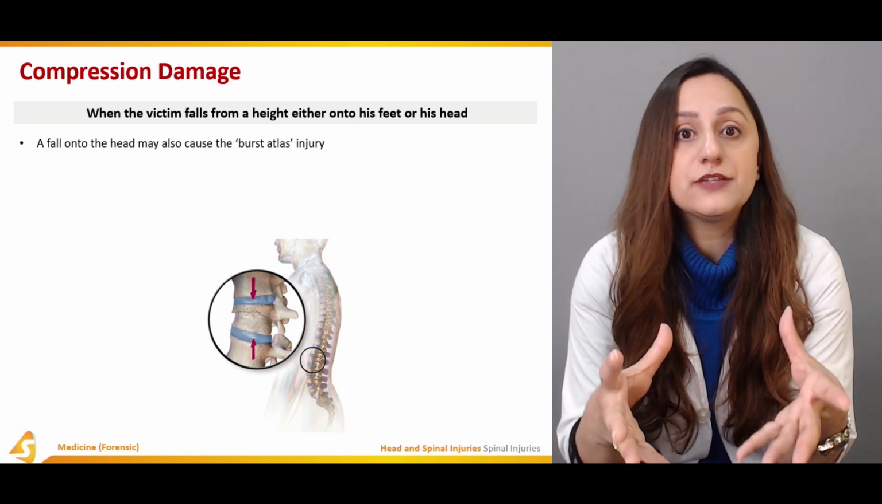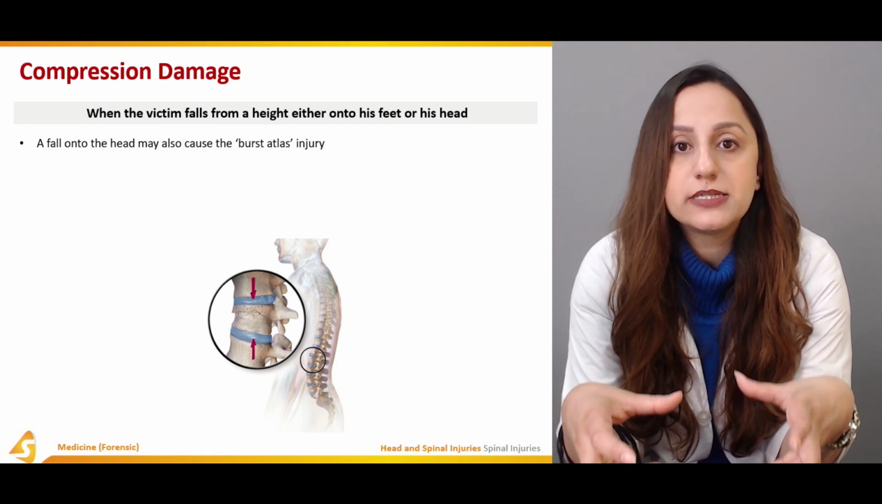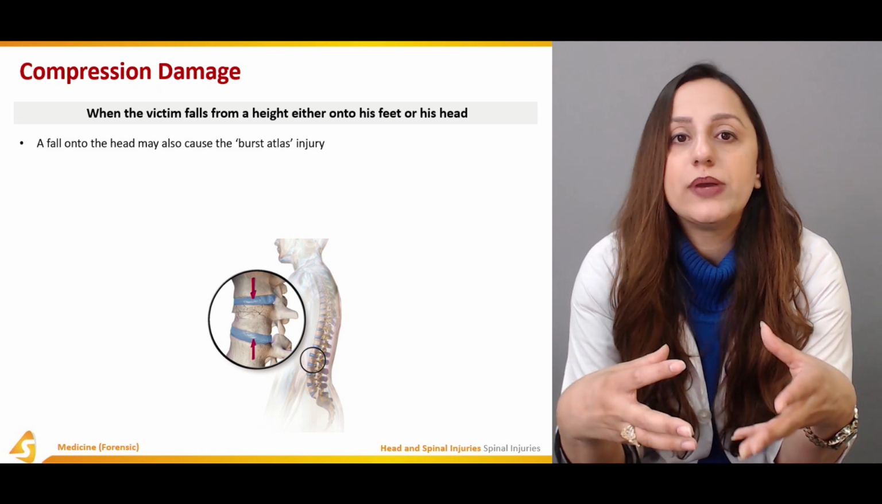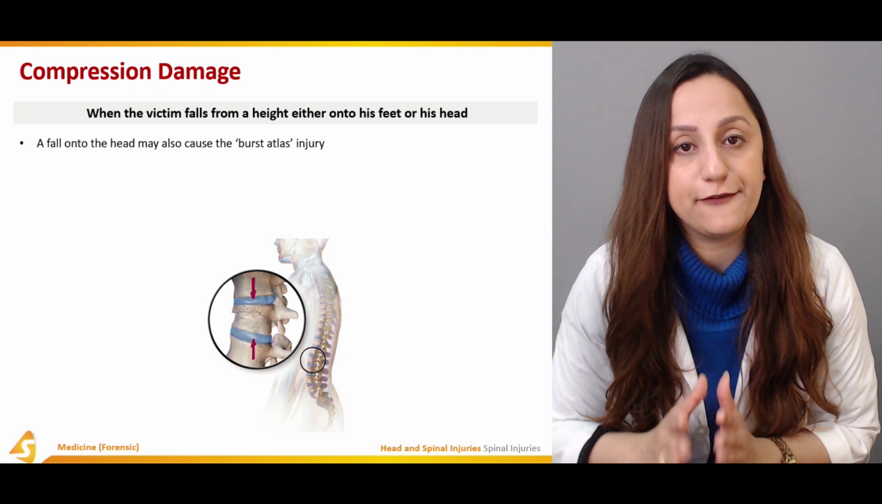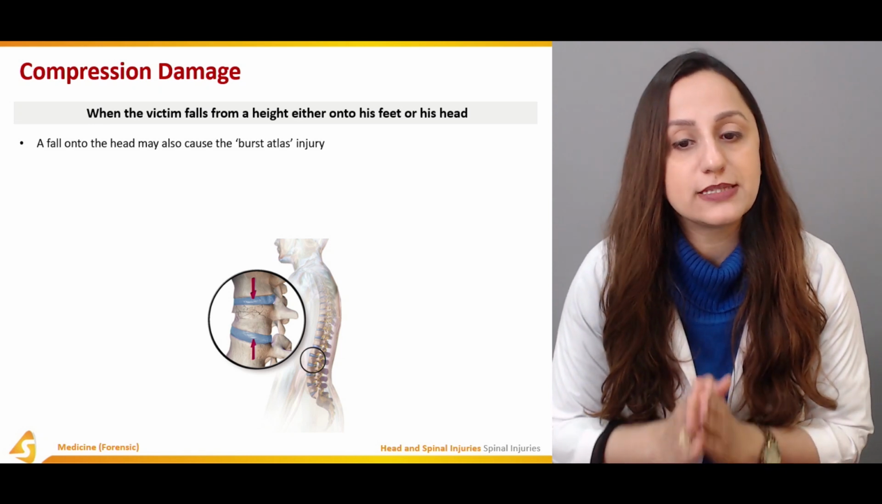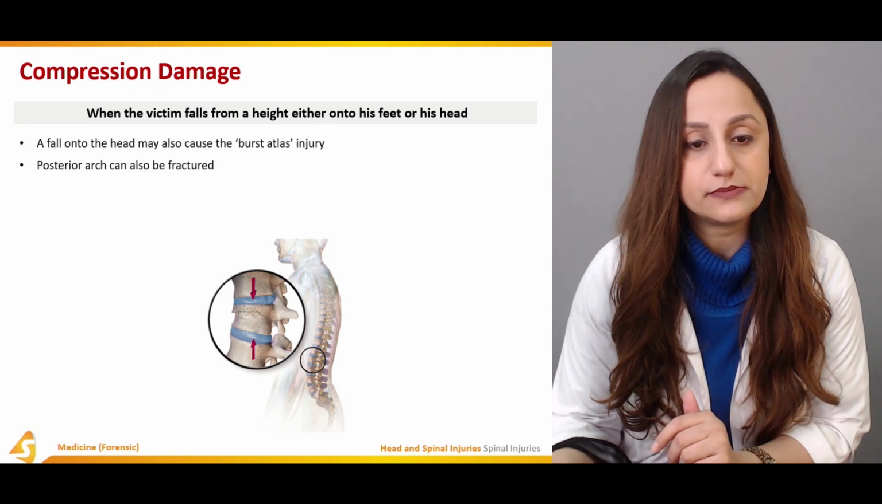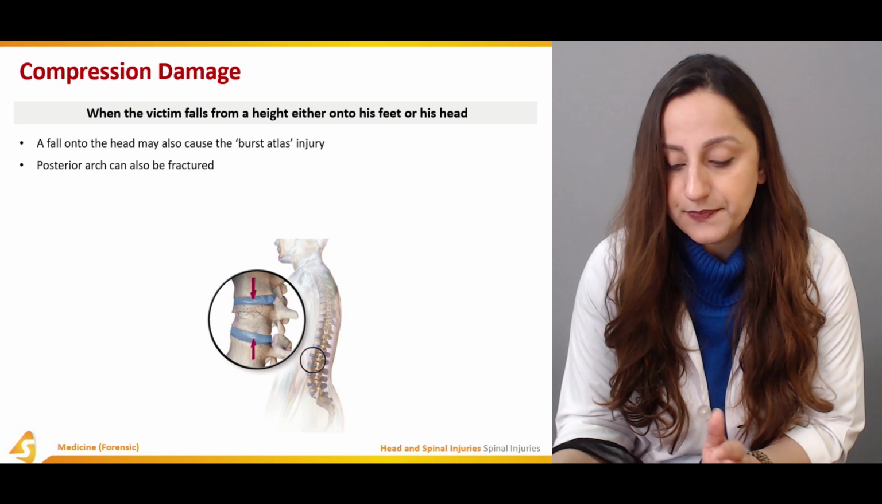And if that is fractured, even paraplegia can be observed in such a patient with atlantoaxial joint fractures at C6 and C7. That is the level. The C6 and C7 level is most vulnerable for this burst atlas injury. The posterior arch can also be fractured in such cases.